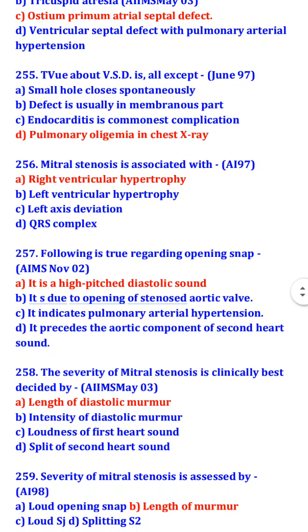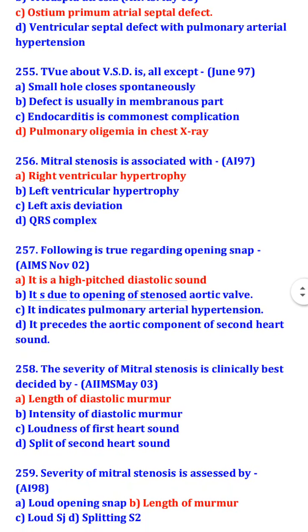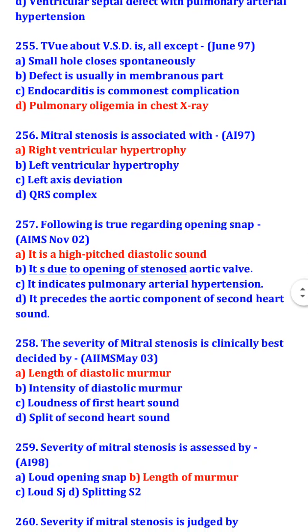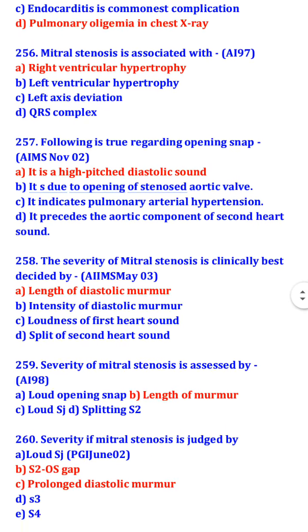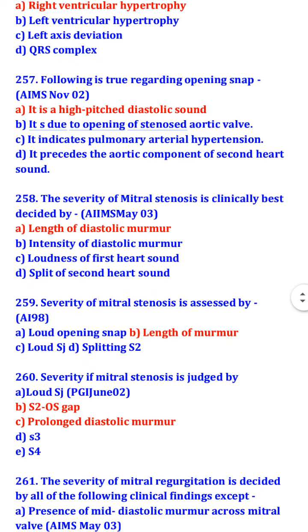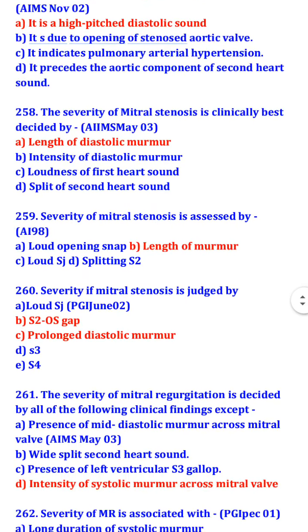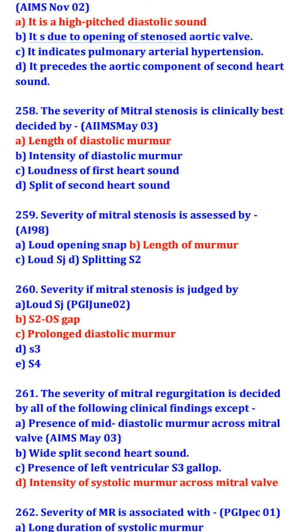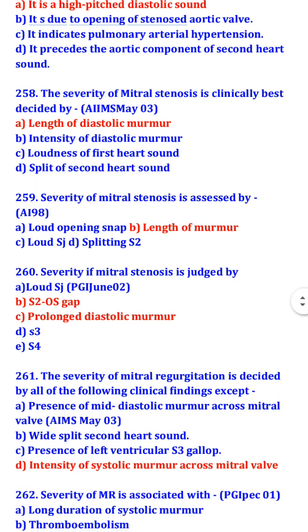Following is true regarding the opening snap. It is a high-pitched diastolic sound. The severity of mitral stenosis is clinically best decided by the length of the diastolic murmur. Severity of mitral stenosis is assessed by length of murmur. Severity of mitral stenosis is judged by the S2-OS gap and prolonged diastolic murmur.